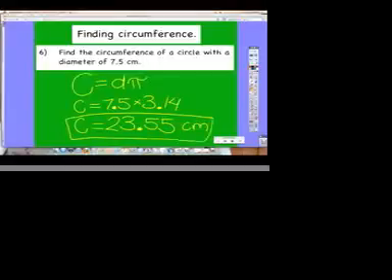All right, if the radius is 14 inches, what's the circumference? Can I get a hand in there? Start the formula for me. Which formula are you going to use for this one? You've got to be picky about it. Taylor, go ahead.